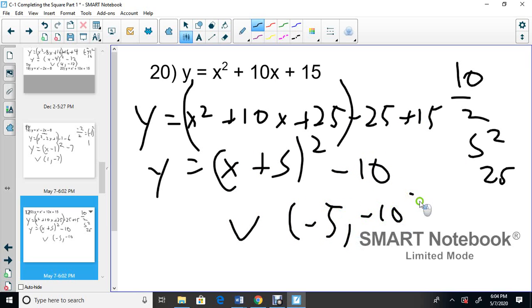So that's our vertex. If we were to graph this, our step pattern is 1. So we start at negative 5, negative 10, and we do 1, 3, 5. So in front of the x is our step pattern, A. On the next video, I will do the next two harder ones.